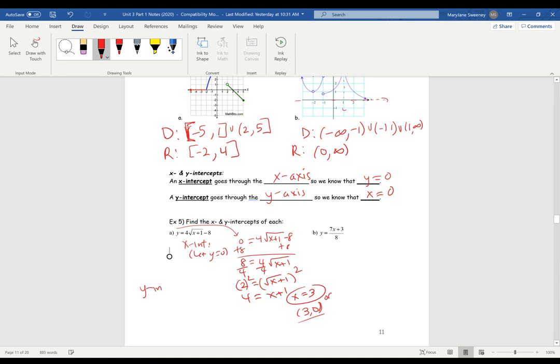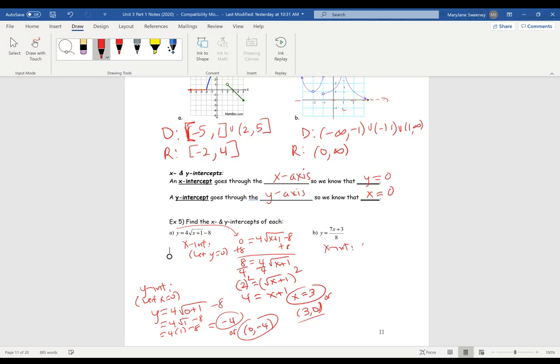Now for a y-intercept, you're going to let x equal 0. So it would be 4 square root of 0 plus 1 minus 8. 4 square root of 1 minus 8. 4 times 1 minus 8, negative 4. So we'd either say negative 4, or we could say 0, negative 4 is the y-intercept.